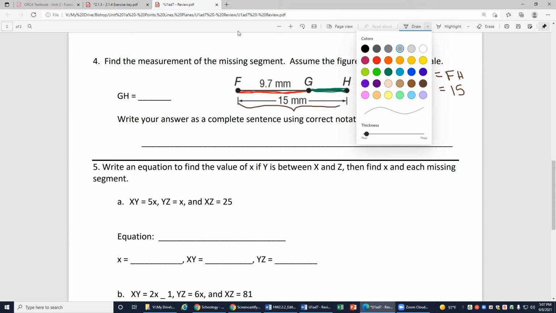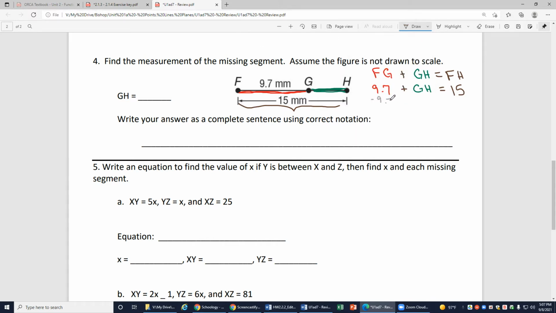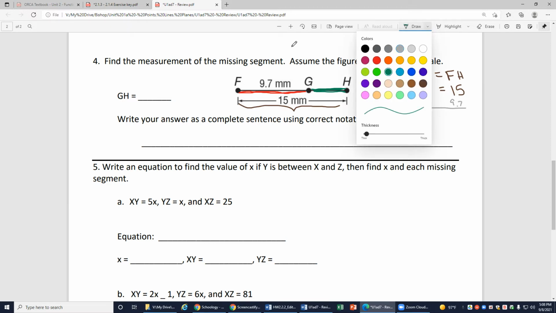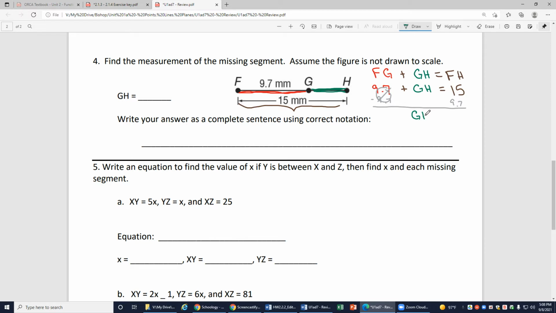Okay, to solve this, if I'm doing algebra 1, I'm just going to subtract 9.7 on both sides. On this side, that turns into a 0. And if I was doing this as a proof, I wouldn't do this math right in your face on there, because then it makes the rest of the proof difficult to read. Okay, so then G all the way to H is going to be 15 minus 9.7, which is 5.3.